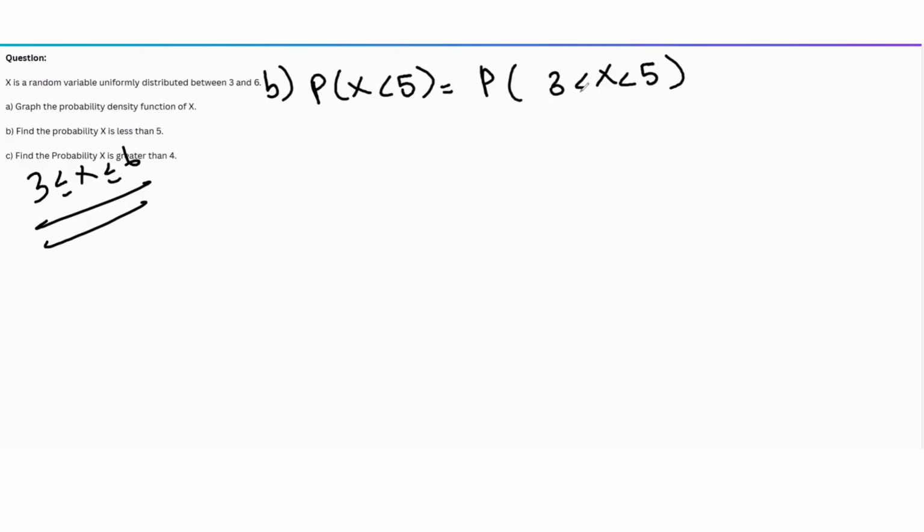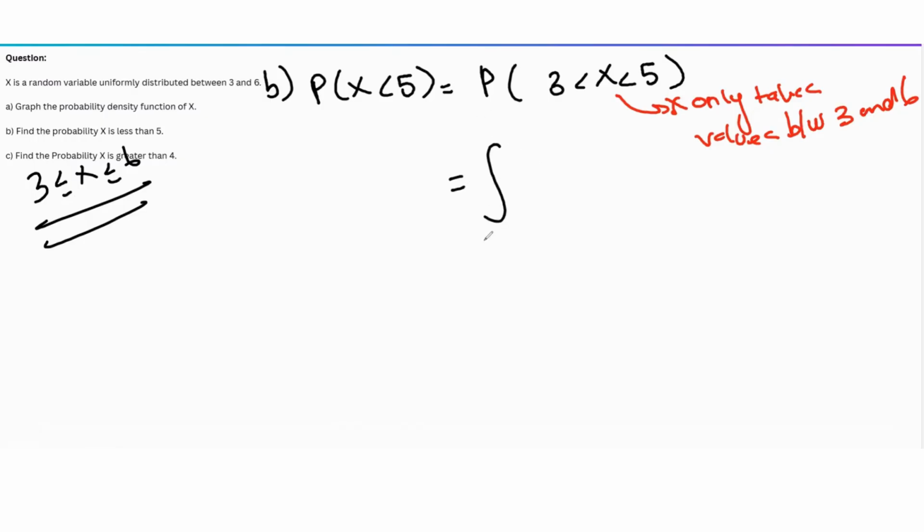We don't have to worry about whether this is greater than or equal to, or less than or equal to, because with a continuous random variable, point probabilities are 0. The probability that x is equal to small a is 0 for any value a, so we don't have to worry about equal signs. Again, this comes from the fact that x only takes values between 3 and 6, so the interval probabilities we consider are between 3 and 6. So now I know the limits are 3 to 5, and the PDF is 1 by 3. We're just integrating.